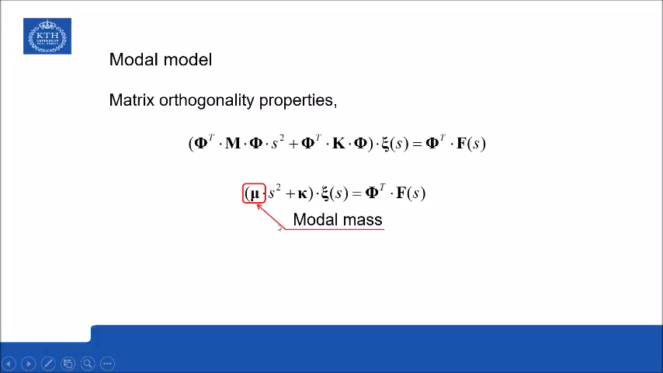The mu matrix is denoted the modal mass matrix of the system, and the kappa matrix is denoted the modal stiffness matrix of the system. The ratio of the nth diagonal element of the stiffness matrix and the nth diagonal element of the modal mass matrix can be shown to be equal to the eigenvalue n.